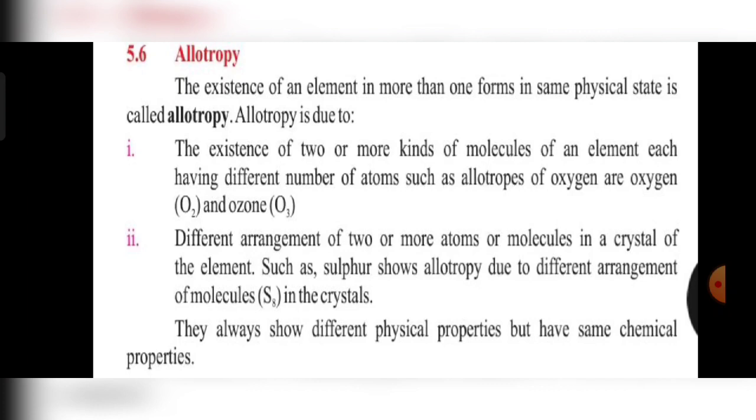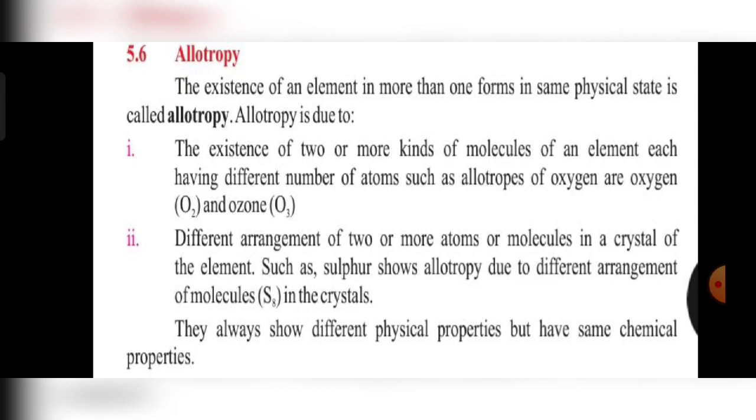A different arrangement of two or more atoms or molecules in a crystal of the element, such as sulfur, shows allotropy due to the arrangement of molecules in the crystals. There are two main reasons and two main forms of allotropy. In the first type, the atoms of an element combine to form different molecules, for example O2 or O3.